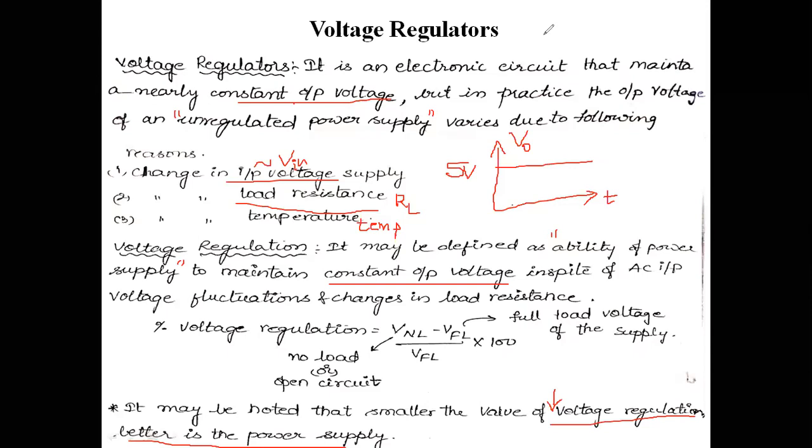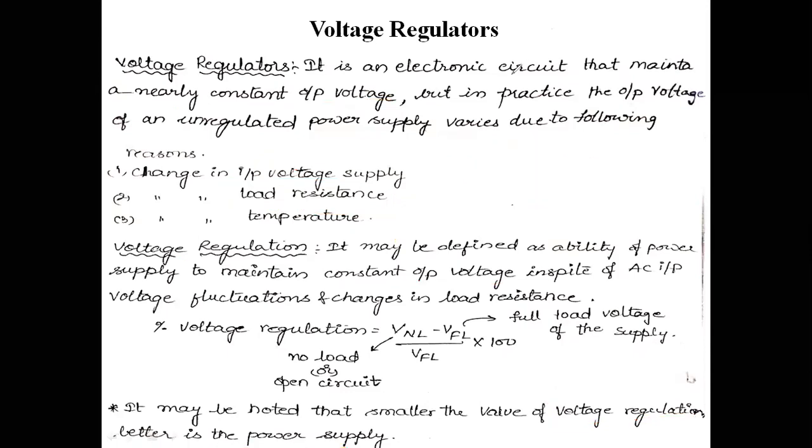Maintaining the ability of the power supply to maintain constant output voltage irrespective of changes in the input voltage, changes in the load resistance, changes in the temperature. Simply, in one line, we can define the voltage regulators here.